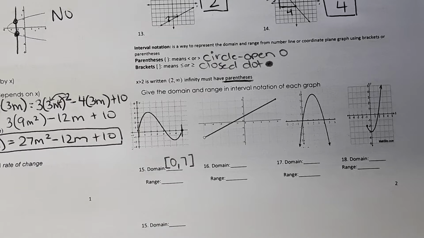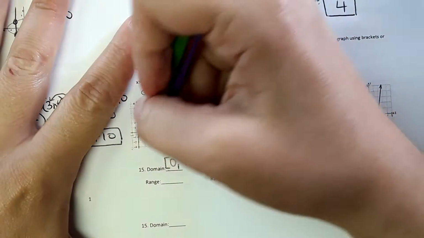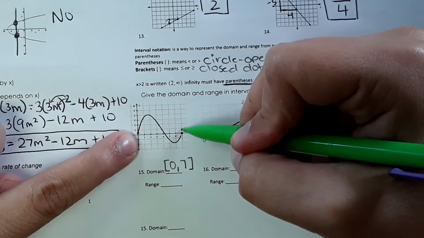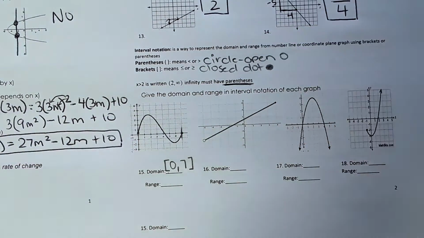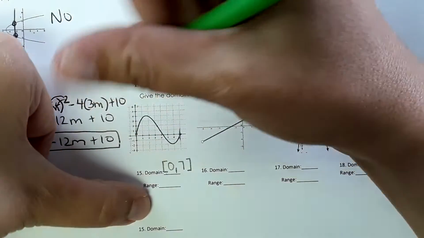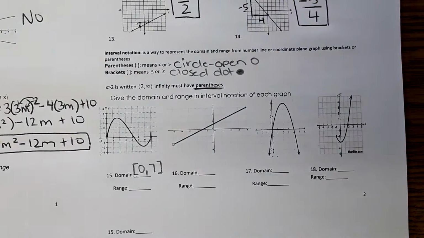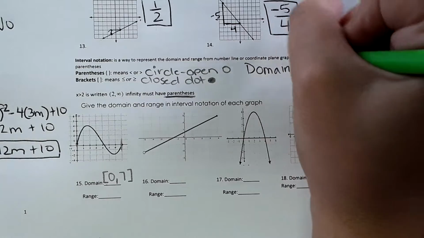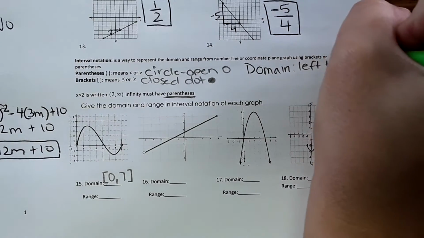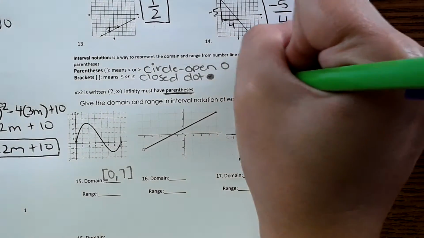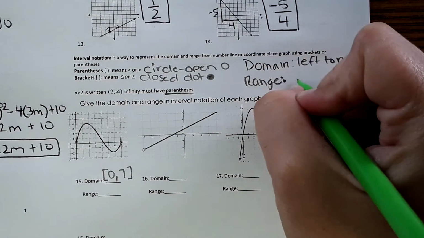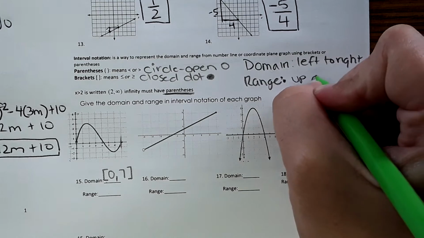Yes? So how'd you get 0 and 7? Looking at this, I'm looking for the lowest x value it could be, which is 0, and the highest x value. And then I'm going to do the same thing for range, which will be like the up and down. Actually, I'd put a note here. Domain is your x values, so it's from left to right. And range is your y values, so it's bottom to top or up and down.